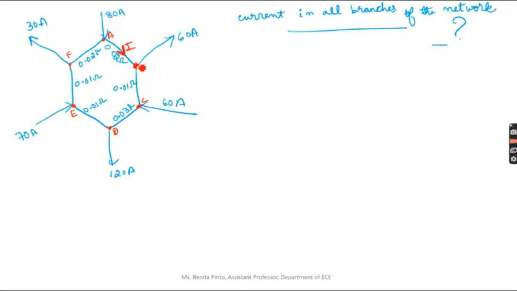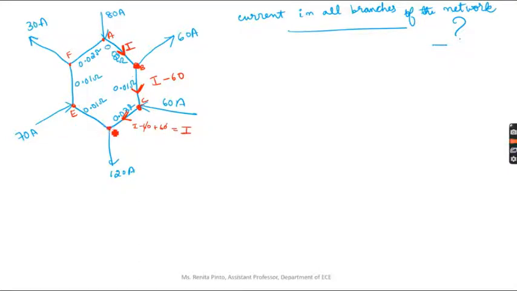Now at this node, what is happening? You can see current I is flowing inside, 60 amps is going outside. That means what will be the current flowing in BC branch? It will be I minus 60. Next, at this node if you see, I minus 60 is flowing inside, 60 is also flowing inside. So what will be this branch DC? It will be I minus 60 plus 60. So this and this cancel, that means you will be left with I amps.